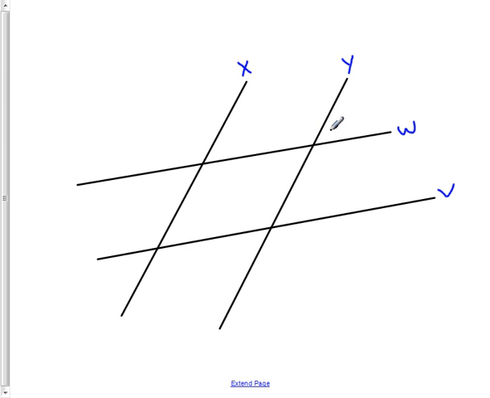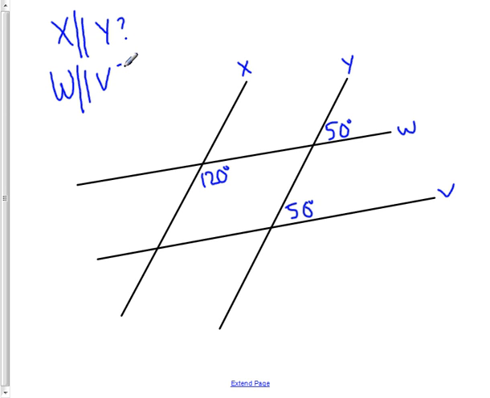And we'll say this is 50 degrees. We'll say this one is also 50 degrees. And this one is 120 degrees. Okay, my question is, which lines are parallel? So is x parallel to y? Or is W parallel to V? Or both? Do we have two pairs of parallel lines here?